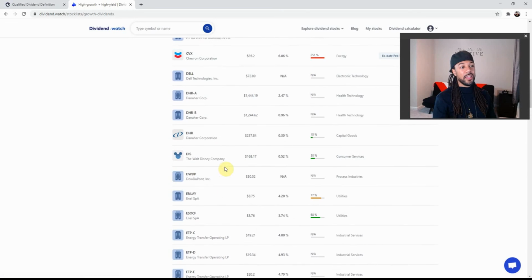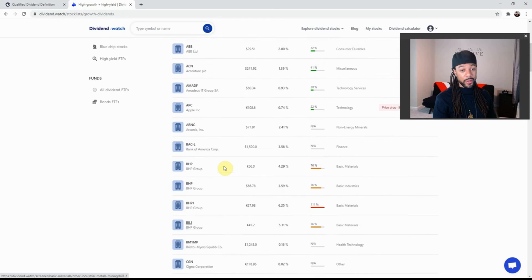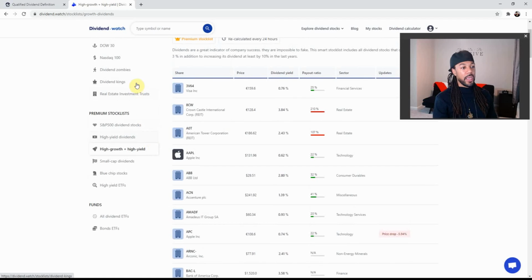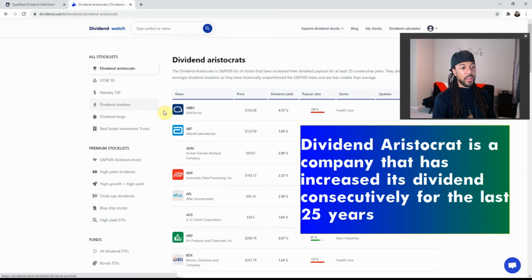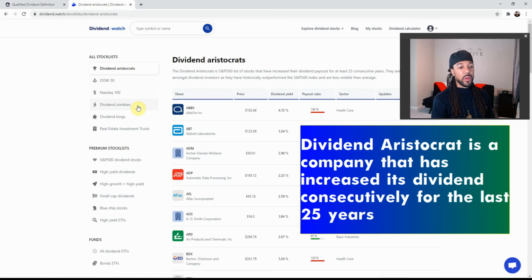This site, Dividend Watch, breaks it down for you. And you can go with the safest of the safe companies. You know, small cap dividends, high yield. And everybody knows what a dividend aristocrat is. Dividend aristocrats have been increasing the dividend payouts for the last 25 years.